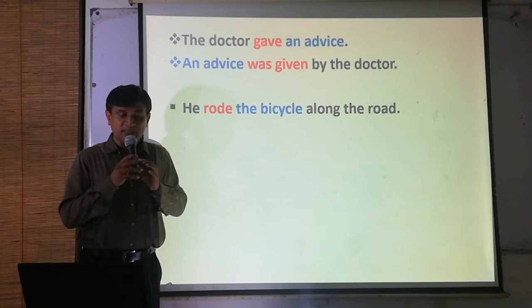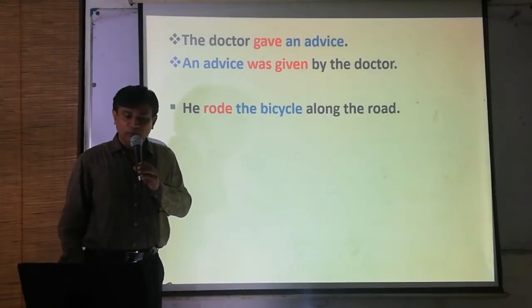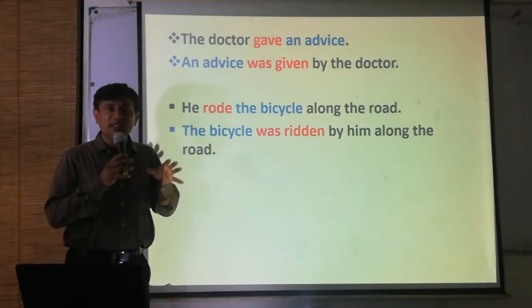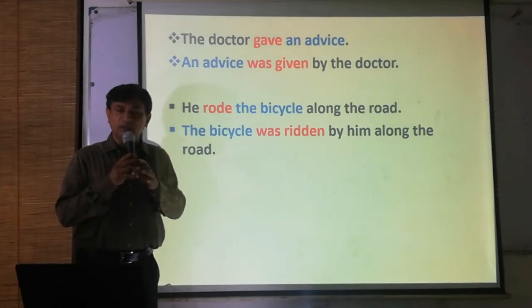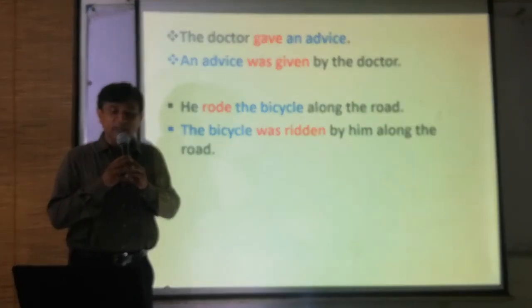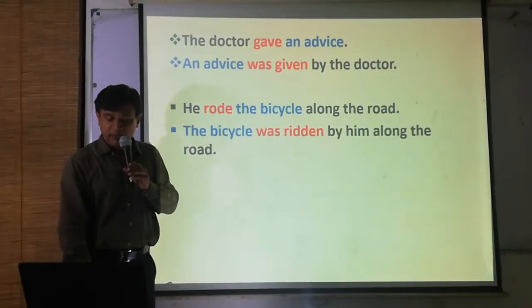Look at the next one. He rode the bicycle along the road. In this one, he is the subject, rode is the verb, the bicycle is the object. Now we are going to turn this one into passive voice. See what will happen. The bicycle was ridden by him along the road.